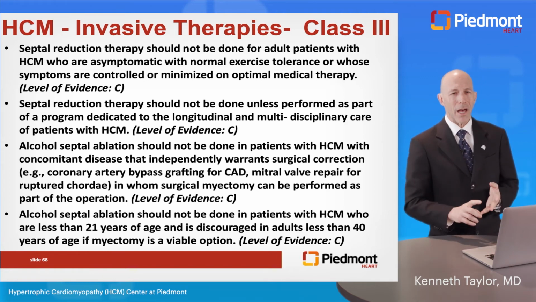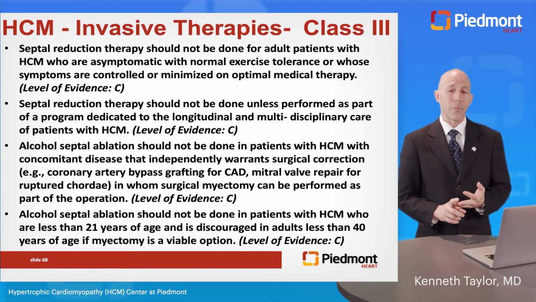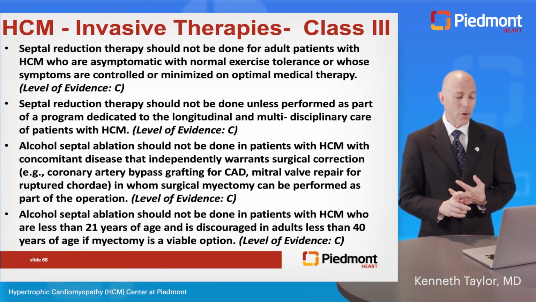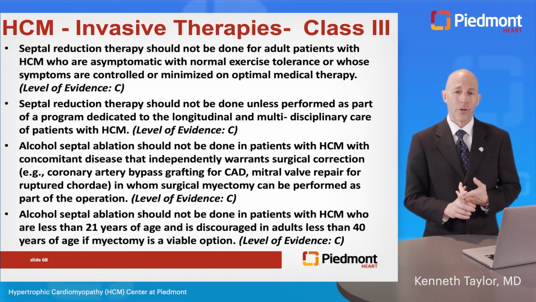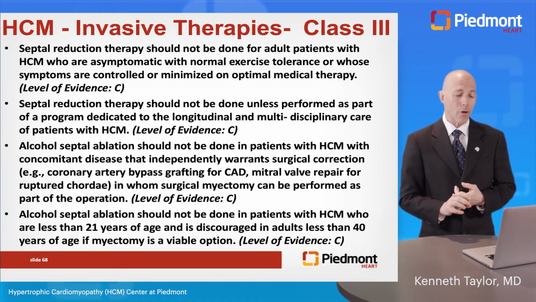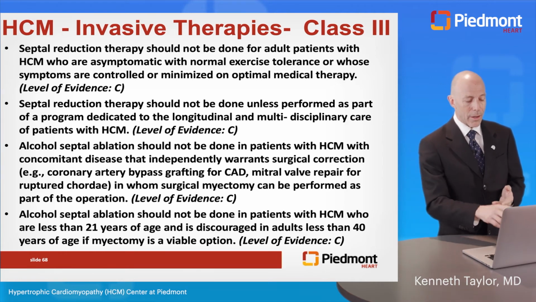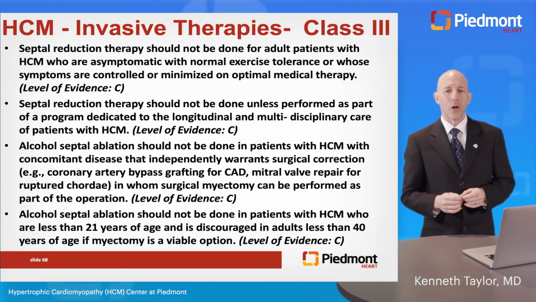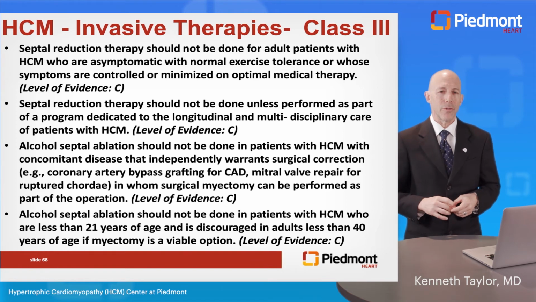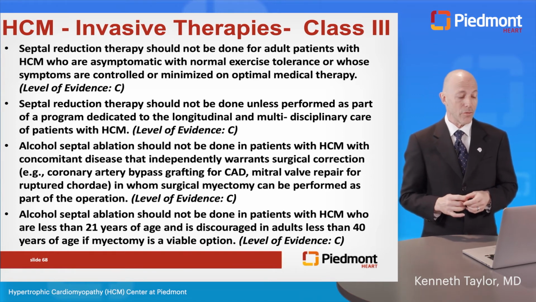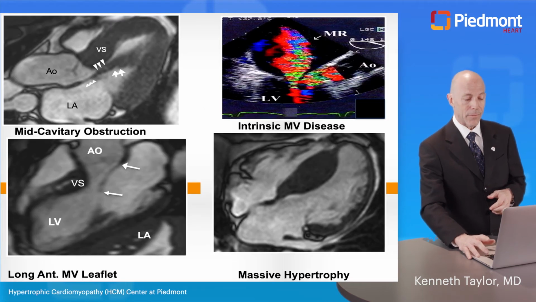It should not be done with patients who have concomitant disease, so patients who have mitral valve abnormalities or need bypass surgery or other surgical things. Alcohol septal ablation probably should not be considered. Septal myomectomy is preferred. And the guidelines will steer away from alcohol septal ablation for young patients, particularly under the age of 21, and discouraged in adults less than 40.